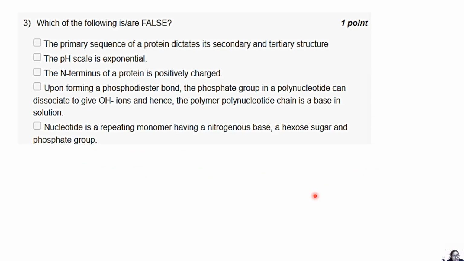Which of the following is or are false? Statement 1, the primary sequence of a protein dictates its secondary and tertiary structure. Statement 2, the pH scale is exponential. Statement 3, the N terminus of a protein is positively charged. Statement 4, upon forming a phosphodiester bond, the phosphate group in a polynucleotide can dissociate to give OH minus, and hence the polynucleotide chain is a base in solution. And number 5, nucleotide is a repeating monomer having a nitrogenous base, a hexose sugar, and a phosphate group. Anybody?